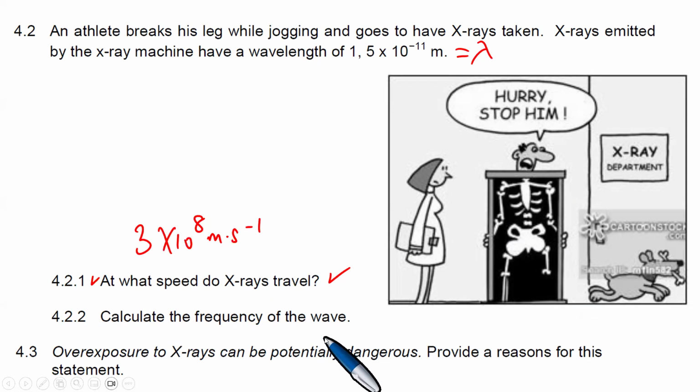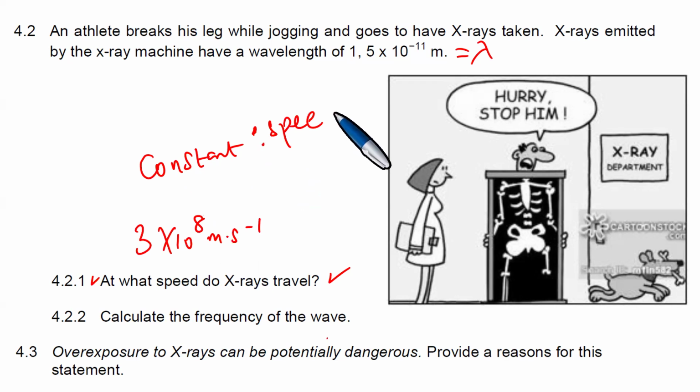Yes, please. Why 3 times 10 to the power of 8? That's a good question. This is a constant. It's always 3 times 10 to the power of 8. It is the speed of light in a vacuum. It is always 3 times 10 to the 8th power meters per second.